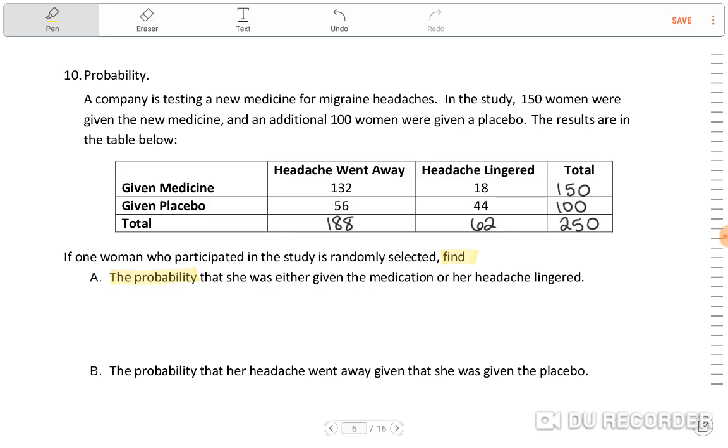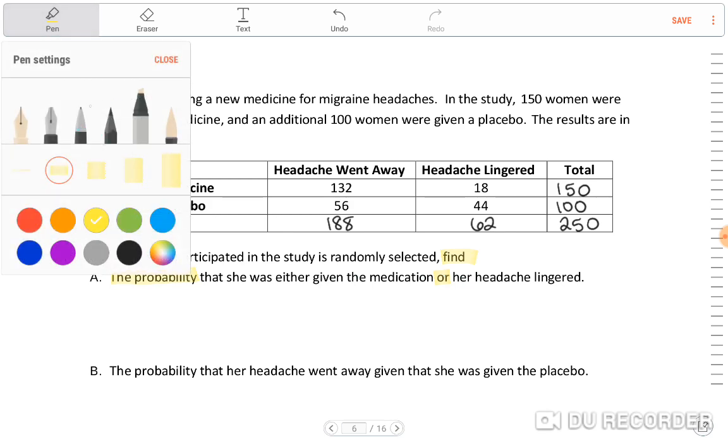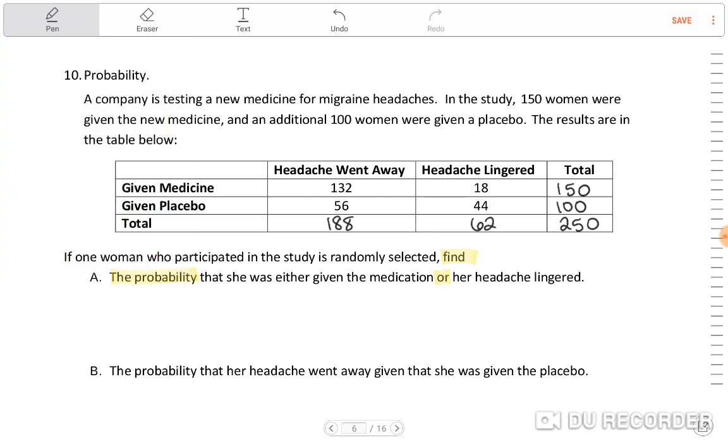Anyways, so probability that she was either given the medication or her headache lingered. All right. So when we see "or", remember that I mentioned earlier, when you see "or", that means you're adding. But you have to subtract off the intersection. I talked about the marbles, and I said, if you're drawing one marble out, can that marble be both blue and white at the same time? And the answer was no. It's either blue or it's white or red. But it cannot be both blue and white. So we didn't subtract off the intersection because the intersection was just 0.